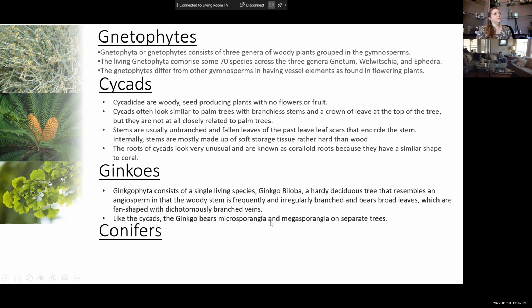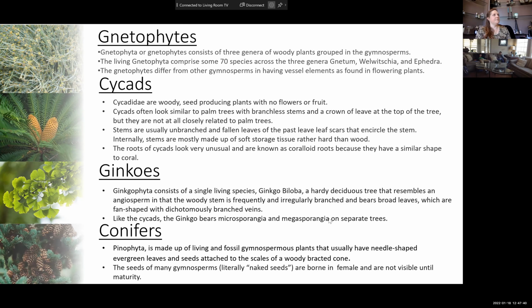Like the cycads, ginkgo bears microsporangia and megasporangia on separate trees. So it's got sort of a male and female thing going on. Different trees have different ones, but one tree only has one. Now conifers are what you're most familiar with, right? Wait, do two different spores have to meet to make another cycad, like ginkgo? Yeah.